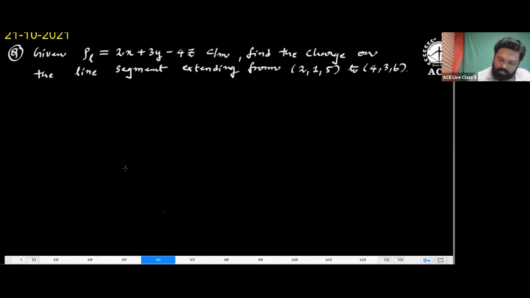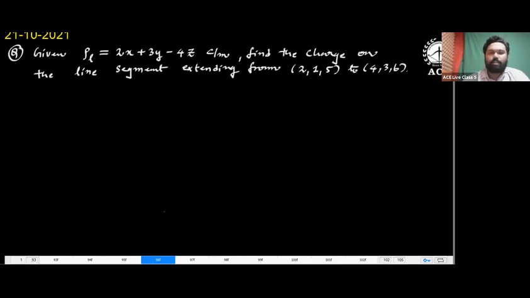Okay, fine. Observe this one. Given rho L is equal to 2x plus 3y minus 4z coulomb per meter. Find the charge on the line segment extending from (2, 1, 5) to (4, 3, 6). Clear? How do you find out the total charge?